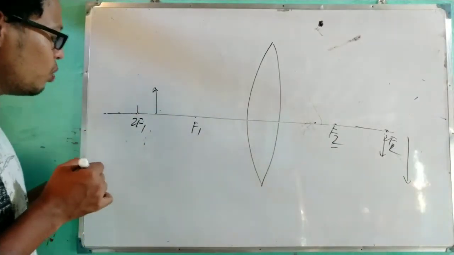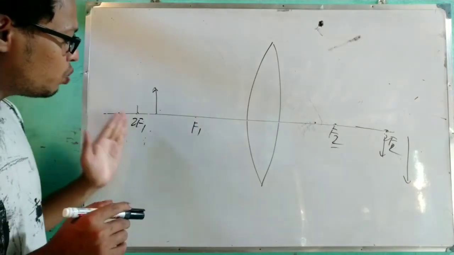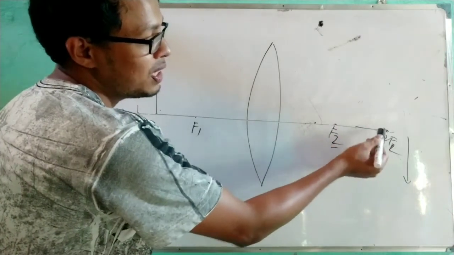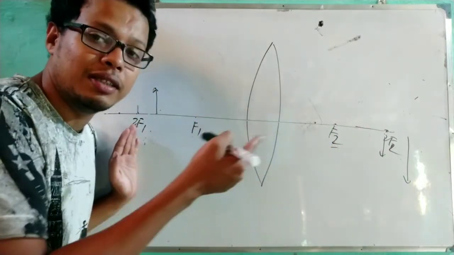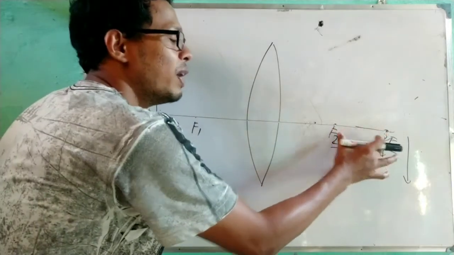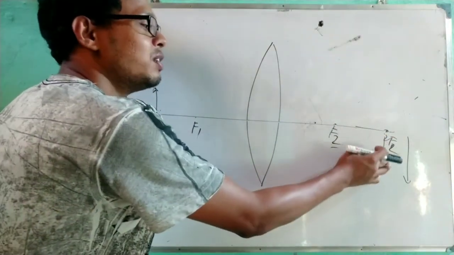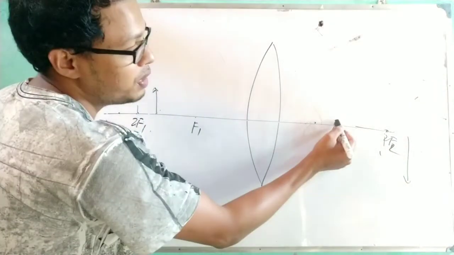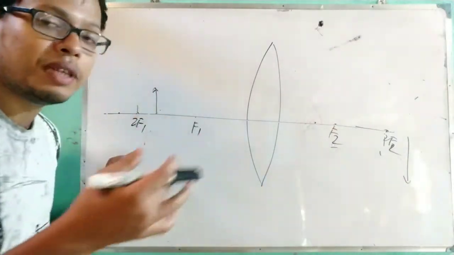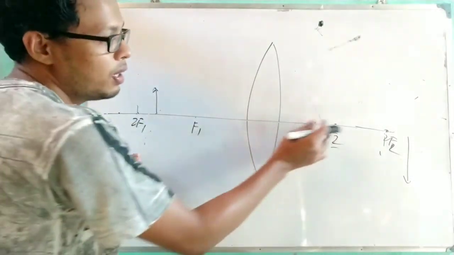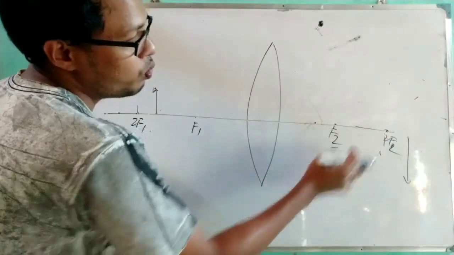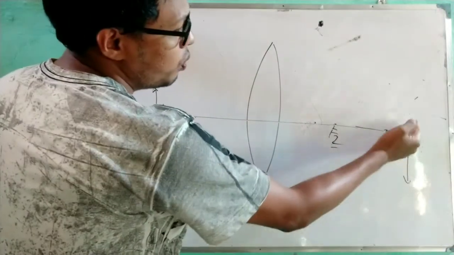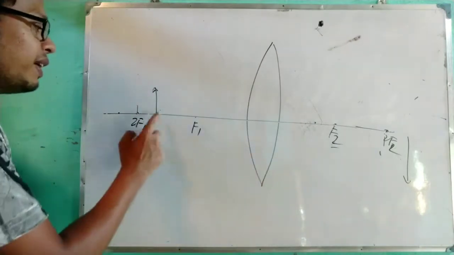So again I am telling, when the object is shifting from infinity towards twice f1, the image is also shifting from f2 to twice f2, and the size of the image is increasing. But in between, whatever image forms, its size is diminished compared to the object. When the object was at infinity, the size of the image was point sized. But when the image shifts from f2 to twice f2, the size gradually increases. And after twice f2, the size of the image becomes magnified compared to the object.